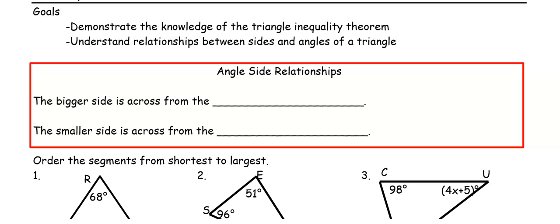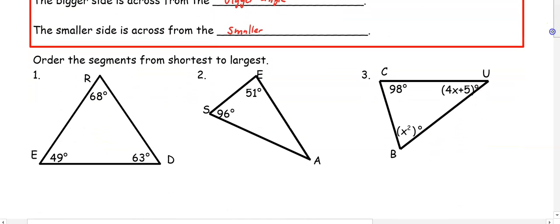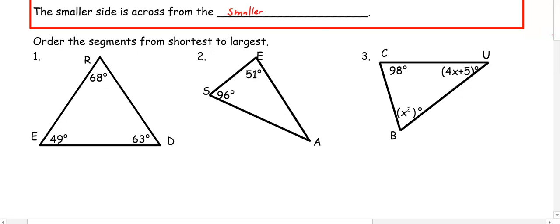This video is about demonstrating the knowledge of triangle inequality and understanding the relationship between sides and angles of a triangle. So in our angle and side relationships, the biggest side is always going to be across from the biggest angle, and the smaller side is always going to be across from the smaller angle. When you are doing these types of problems, you're going to be given one set of information, either the angles or the sides, and then you have to place the other in order.